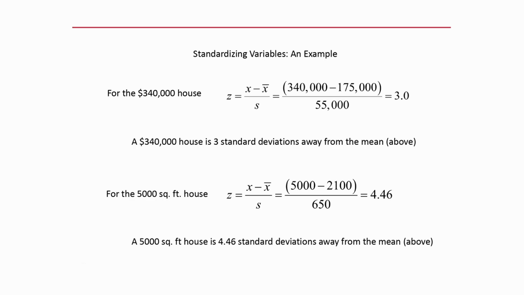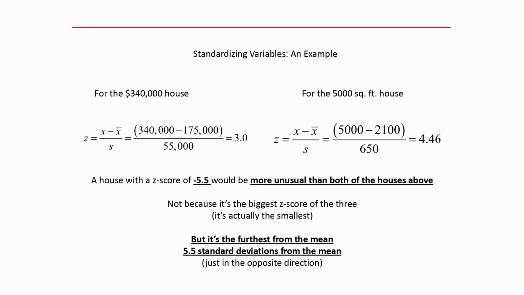Even though they have different units, we compared their z-scores because they have the same units. The number of standard deviations are the units. Now, it's not that they're positive that makes them unusual. It's how far from average they are. So for example, if we had a house that had a z-score of negative 5.5 standard deviations from average, that would be more unusual than both of these.